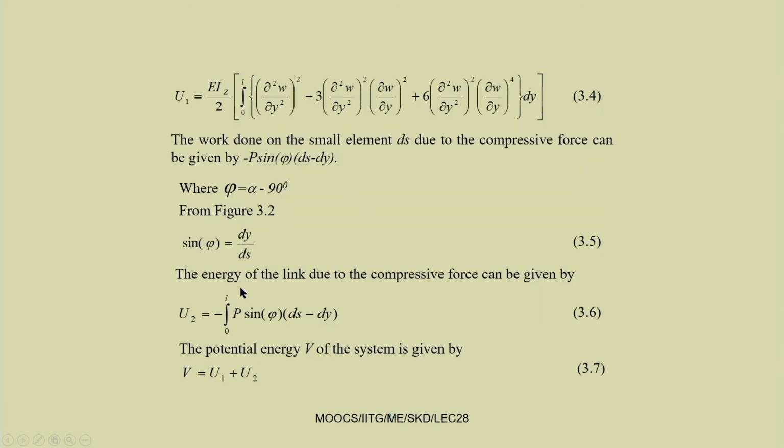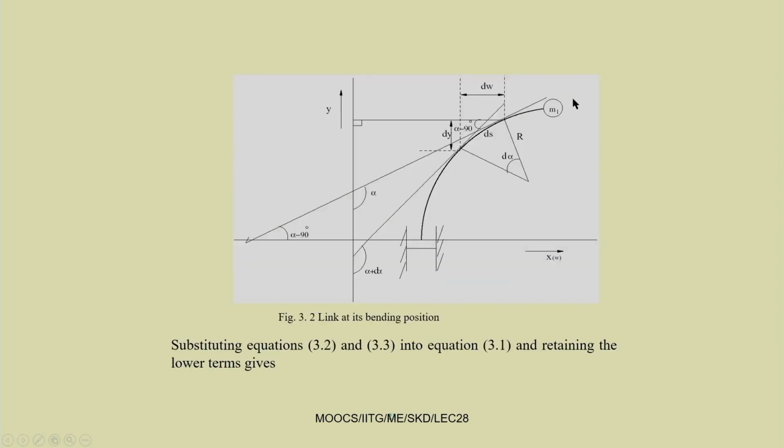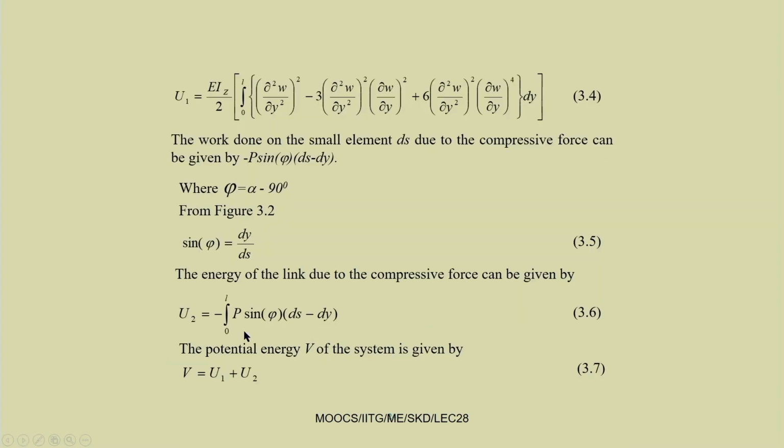Similarly, the energy of the link due to the compressive force, if we are applying a compressive force at the end of the beam, a compressive force is acting. In that case it can be written, let P be the force acting, so it is equal to minus P sin psi into ds minus dy. The potential energy V of the system, the total potential energy, will be equal to U1 plus U2.